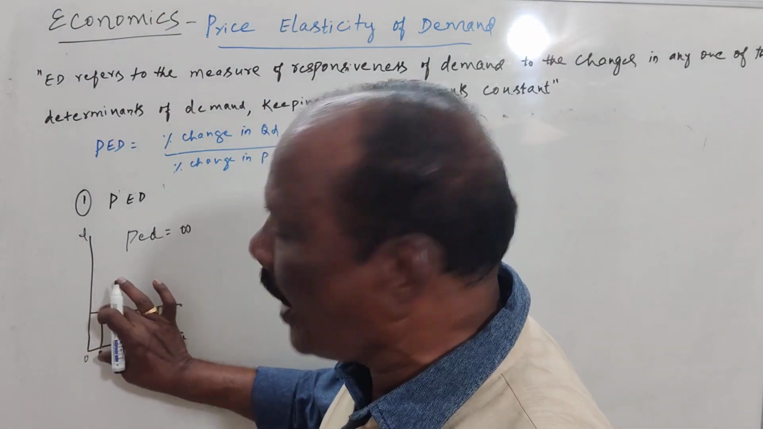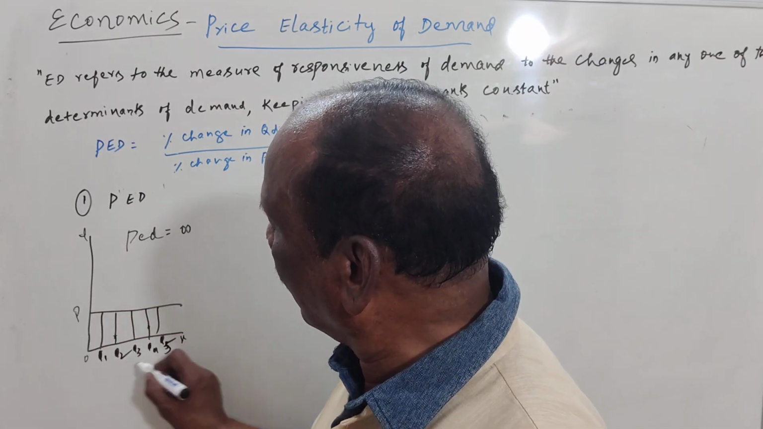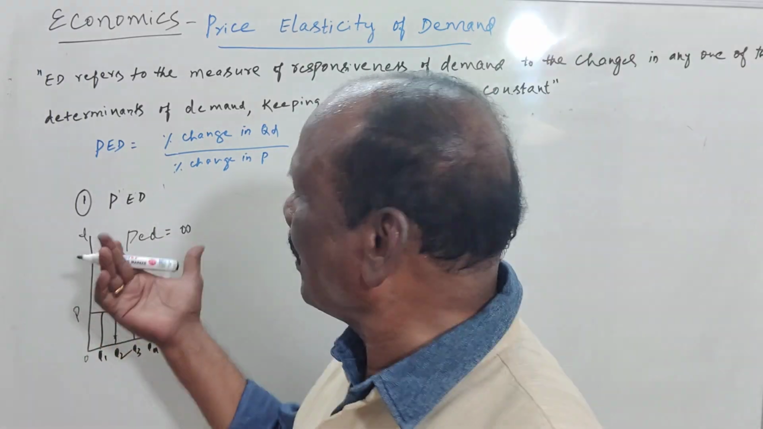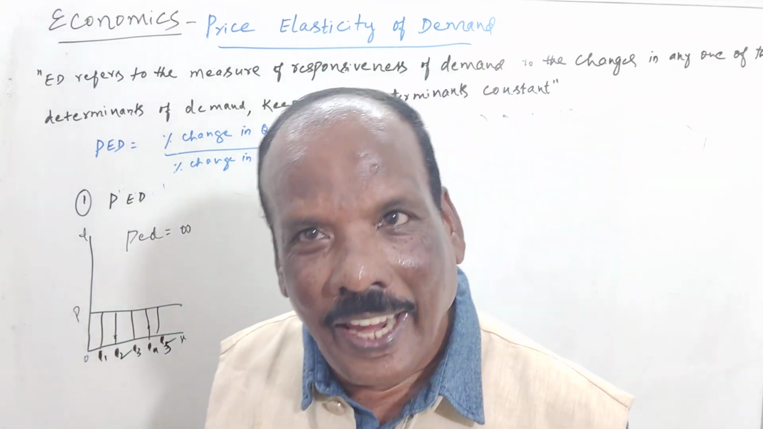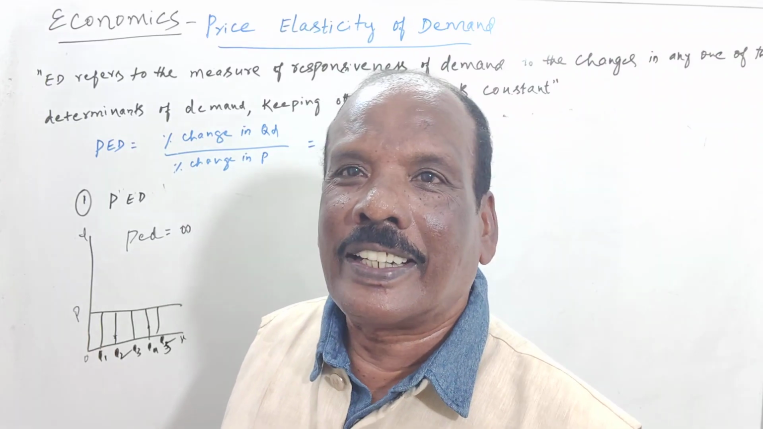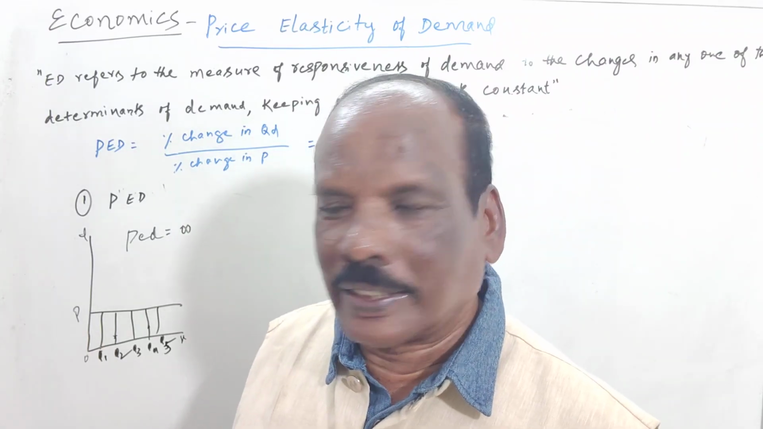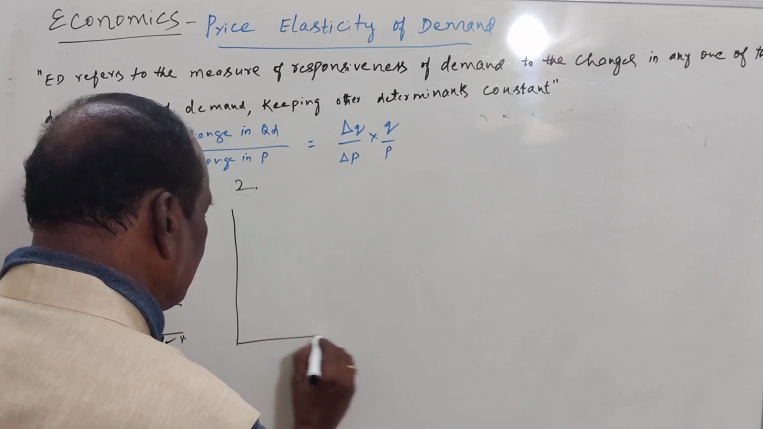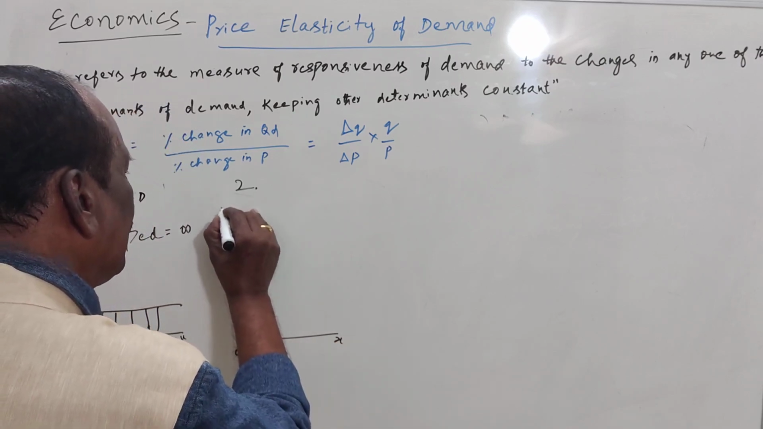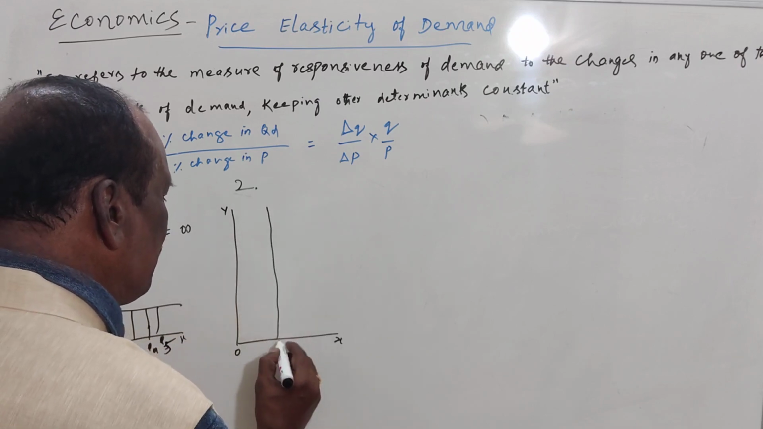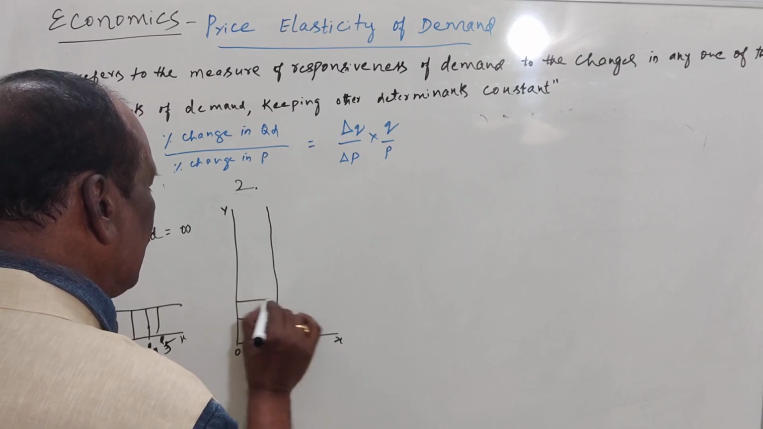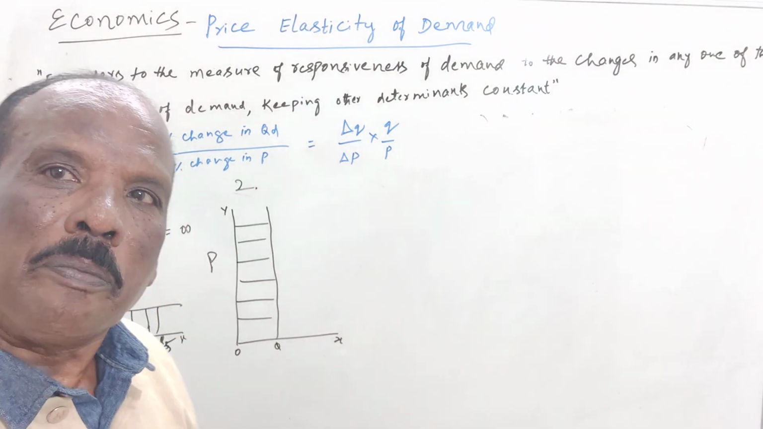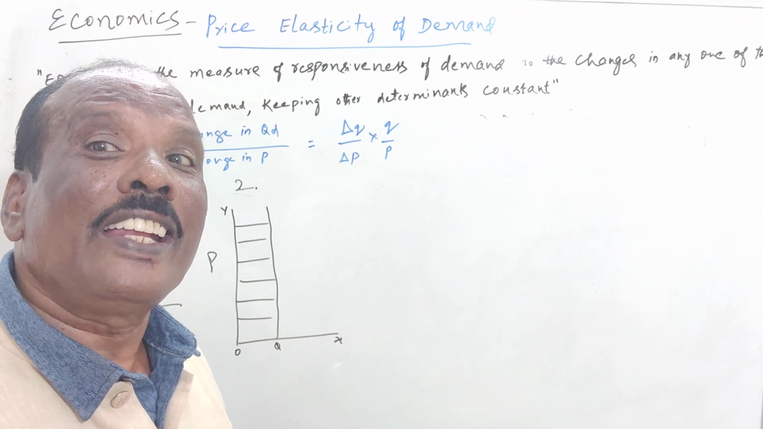Here you see only a small change in price. This is price. This is quantity. That leads to infinite change in quantity demanded. And the symbol is PED is equal to infinite. And how is the shape of the demand curve in this case? It is horizontal. Got it? Coming to the second one. This is OX, this is OY, and this is the demand curve. This is the price. This is the quantity. So in this case, whatever may be the change in price, there will not be any change in demand.